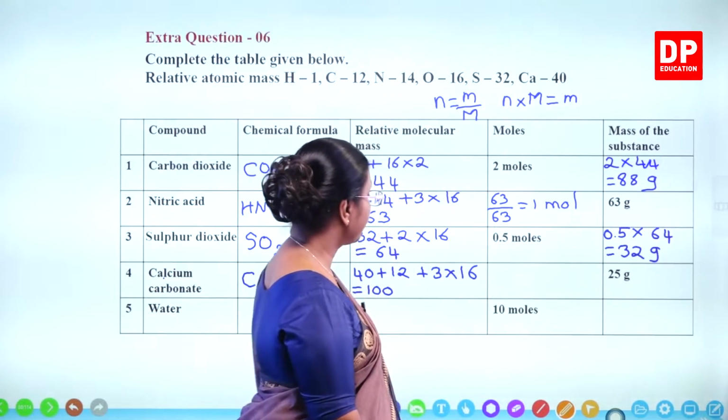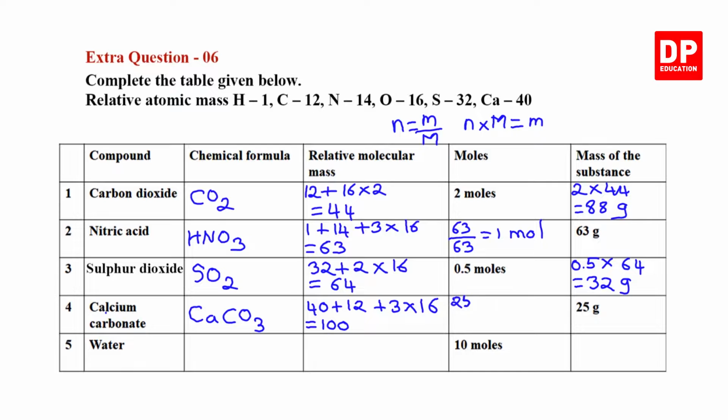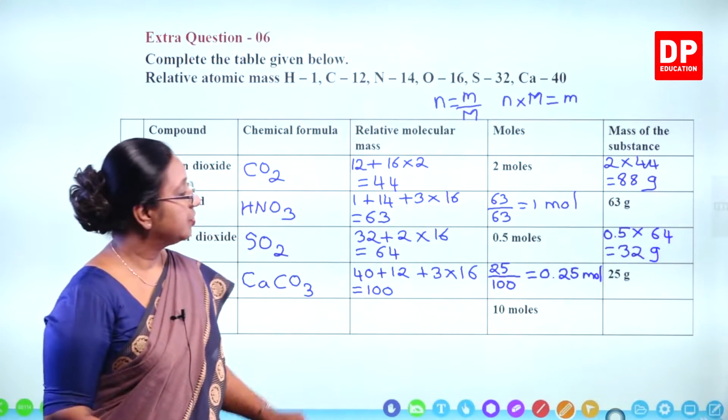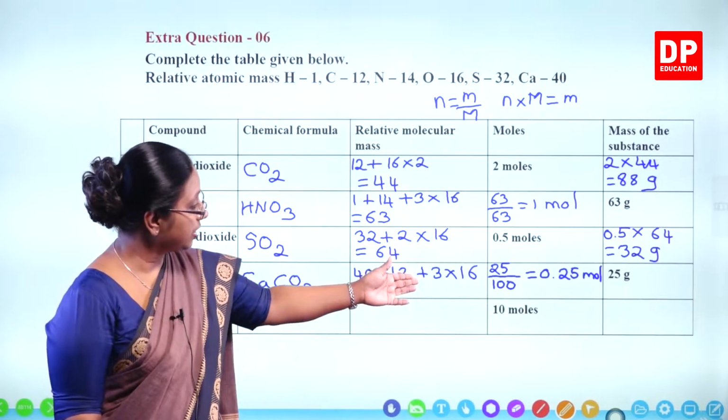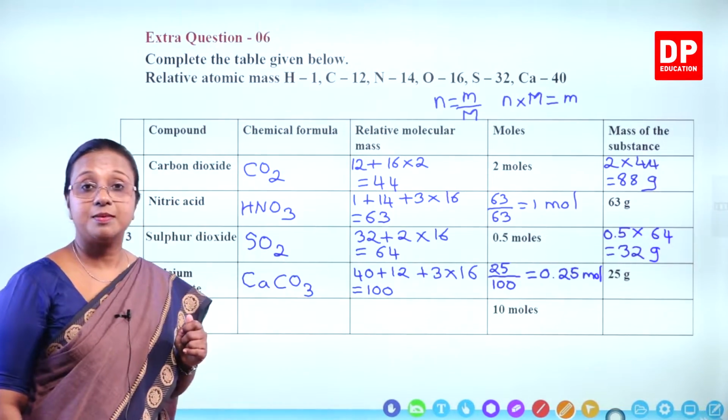Then to find the number of moles. Moles is what? Mass over molar mass. What is that going to be? 0.25 moles. So 25 grams is equal to 0.25 moles of calcium carbonate.